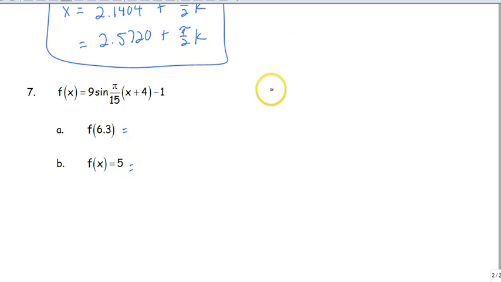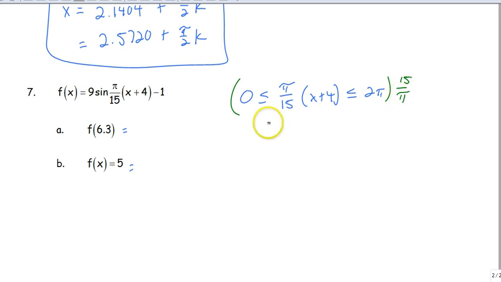So, I am looking at a sine curve, which normally goes through 0 to 2 pi. So if we multiply by 15 over pi, that's what you do when you have a pi over 15. Multiply everything by 15 over pi to get rid of that pi over 15. And we get 0 to 30 for x plus 4. So again, 30 is now the period.